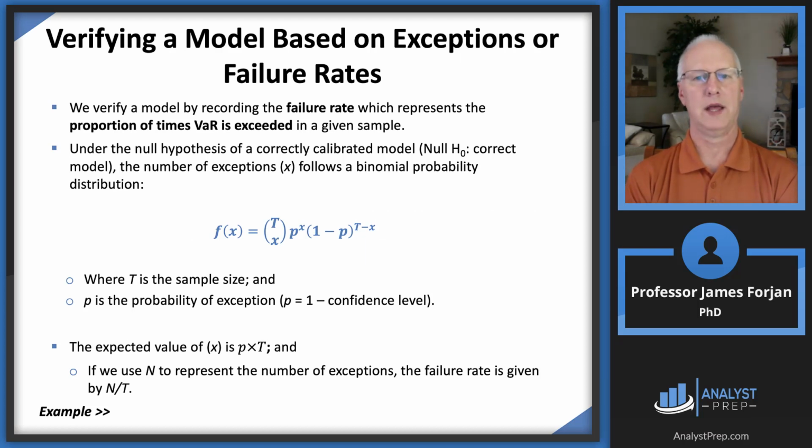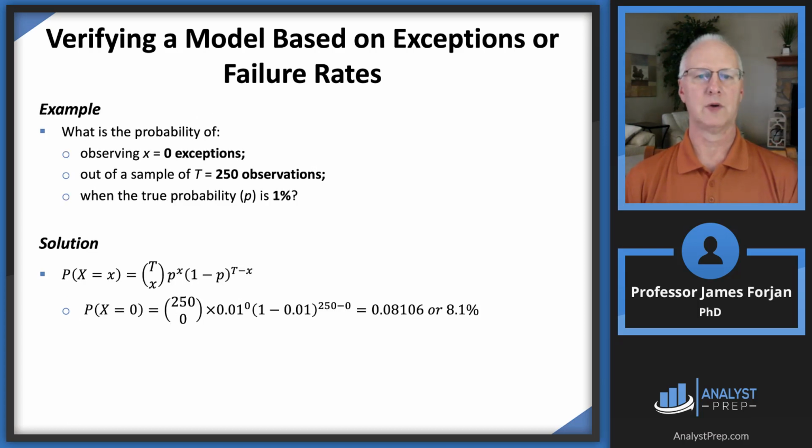Now we can go ahead and use a binomial probability distribution to determine a failure rate. And there's a good formula and equation for you to look at in the middle. T is sample size and P's are probabilities of exceptions. And so we can use that. Let's just do a quick example here. What's the probability of observing 0 exceptions out of a sample of 250 observations when the true probability is 1%? And then you can do the math there. It comes out to be 8%.